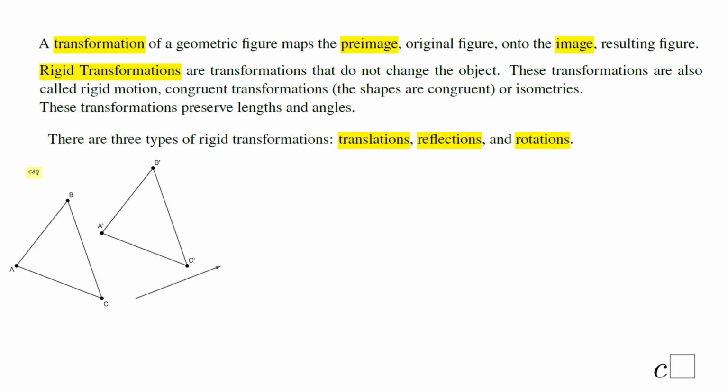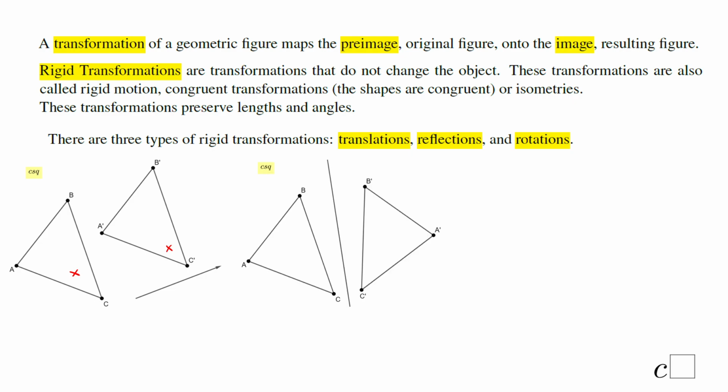And this one is a translation. You notice how the pre-image A, B, C is moved, is slided, and we get the image A prime, B prime, C prime. This is a notation in case you never seen, and it is very good when you talk about transformation because it shows you the corresponding points.